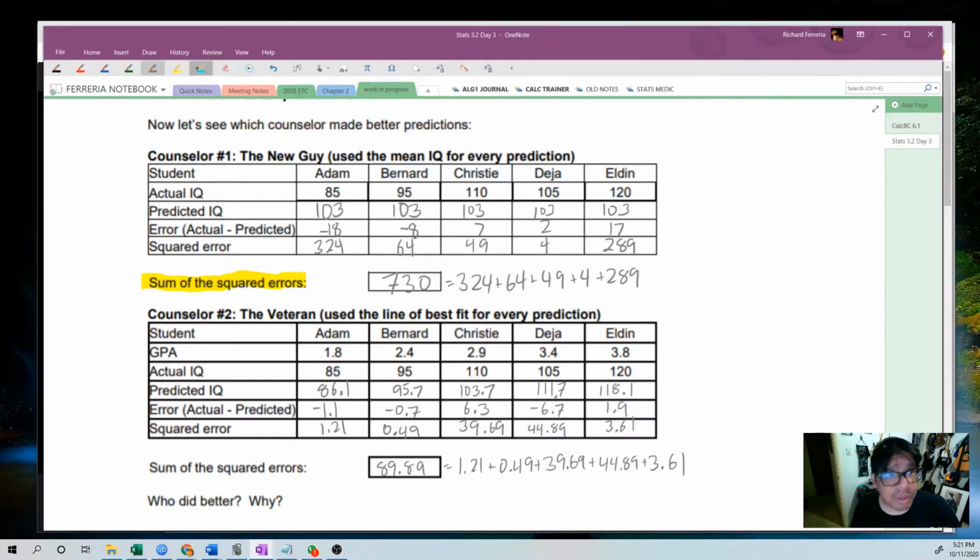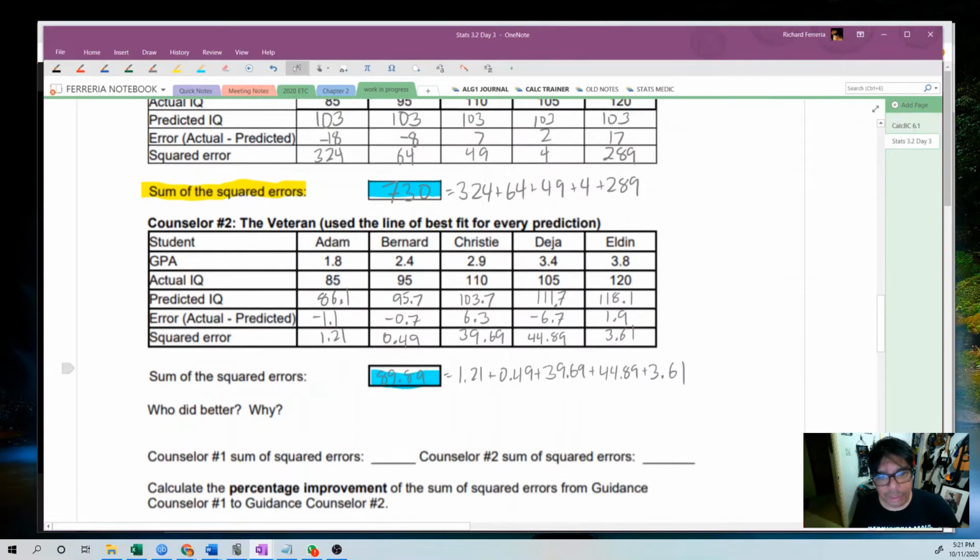And look at these two numbers, how drastically different they are. 730, 89.89. That is a lot of change. Question: who did better? And why do you think that? Well, from what I can see, just taking a look at the errors, it seems like the veteran did better. And the veteran did better, and why?